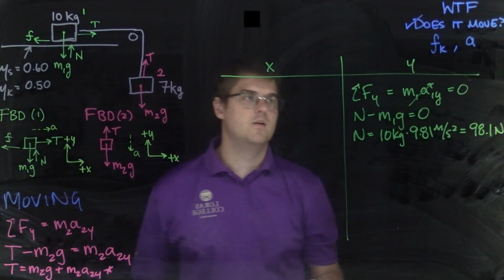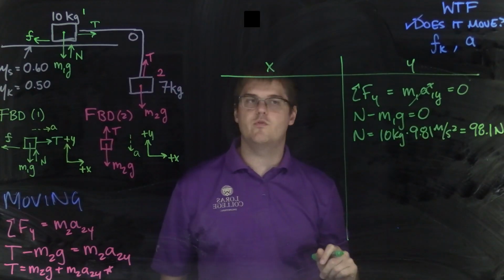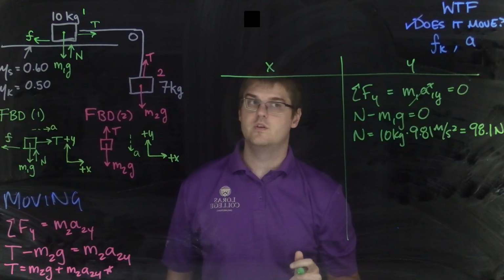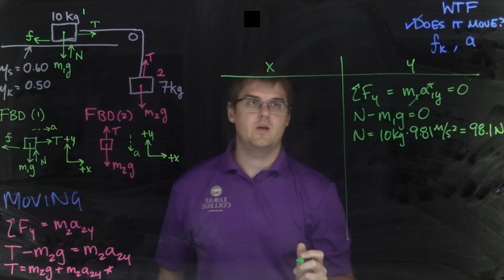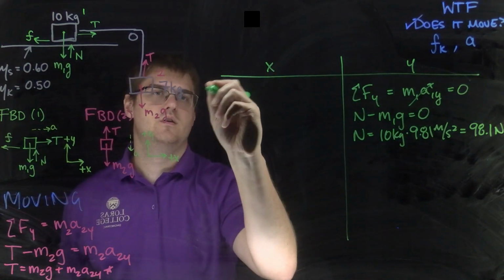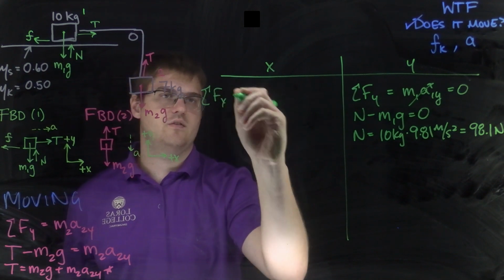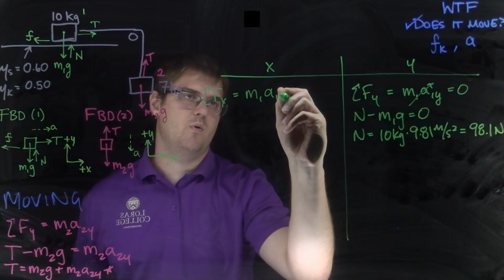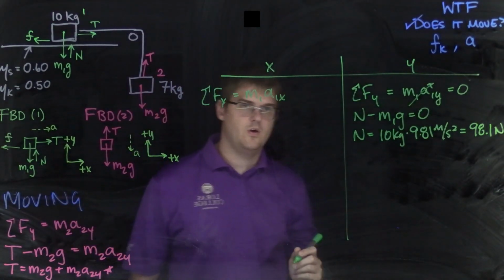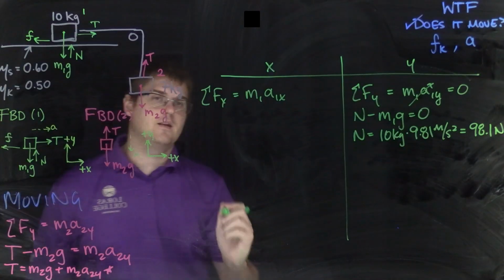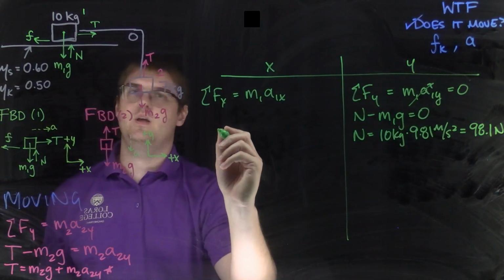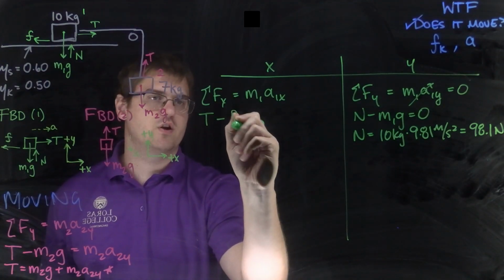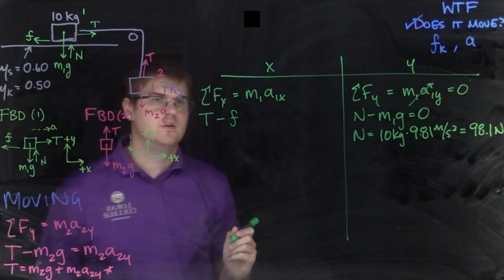Okay? We have our normal force. Now that we have our normal force, we can start talking about what's going on in the x. And within the x, we have our sum of forces in the x is going to be equal to mass of block 1 times acceleration of block 1 in the x. Okay? And in the sum of our forces, we have a tension in the positive direction, and we have a friction in the negative direction.